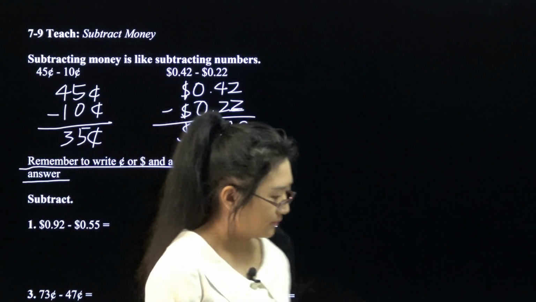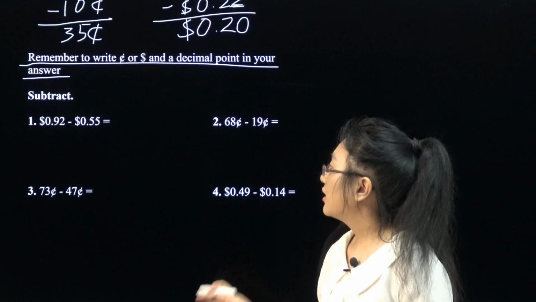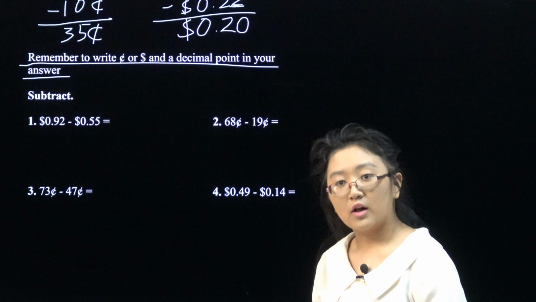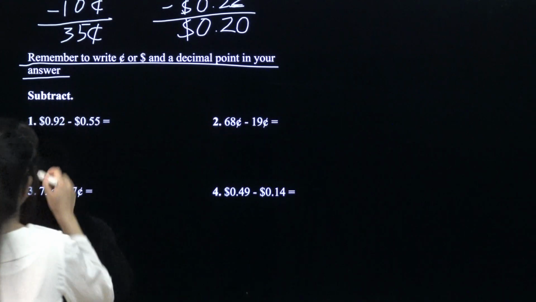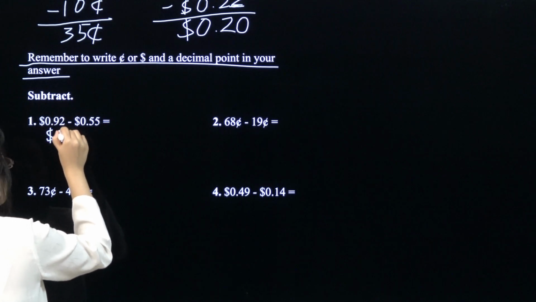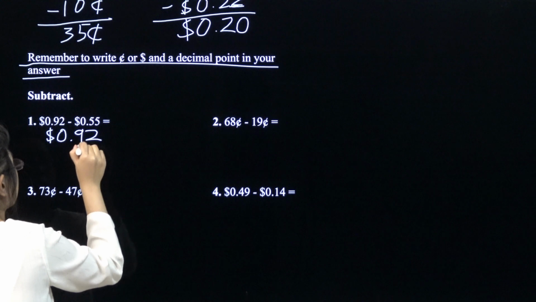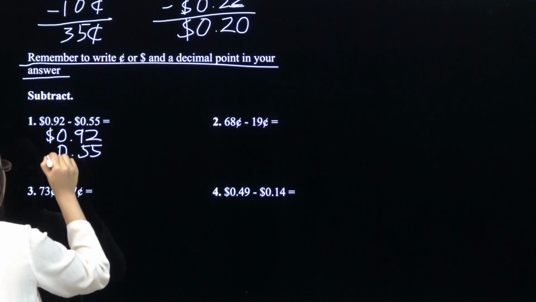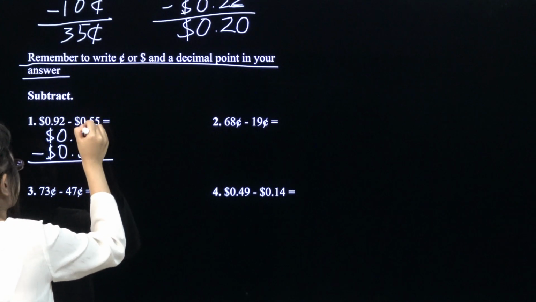Let's do some subtracting. So our first subtraction is the dollar decimal place form. So we have $0.92 and $0.55. Remember to line up the decimal point.